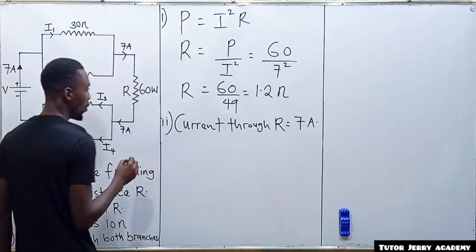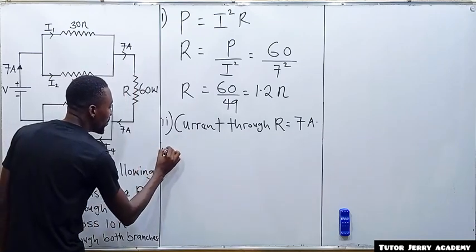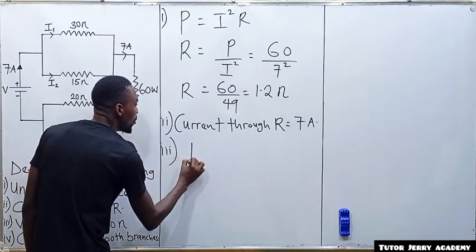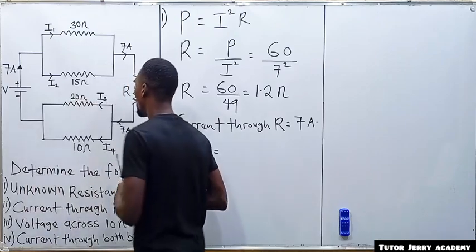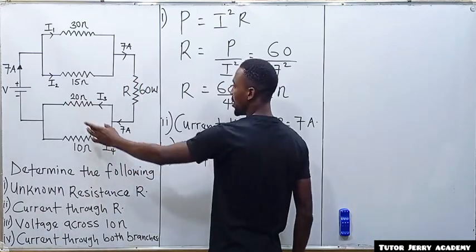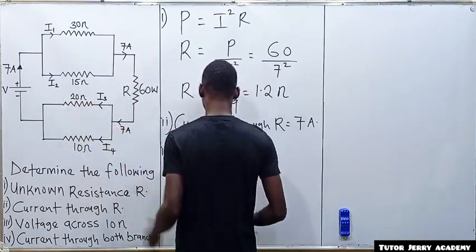All right, so let's go for the calculation of number 3. The first thing is to use the current divider rule to find I4, and for us to use our current divider rule here, it's going to be 20.